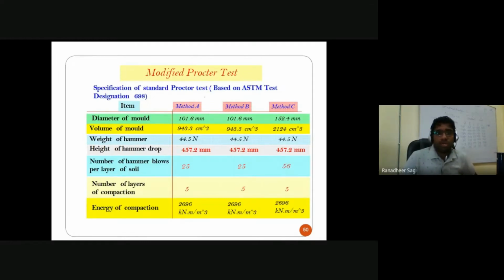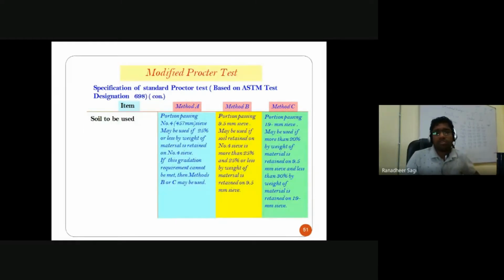Depending on the diameter of the mold, the volume of the mold is going to vary. Irrespective of what size of mold you use, the weight of the hammer and the height from where the hammer is released are going to be standard. The number of layers in which the soil is compacted is also standard. So depending on the size, the number of blows to be given for each layer would be either 25 or 56. The same case of reference applies, like method A, method B for what particular type of soil we go for, method C for what type of soil we go for in the case of the modified Proctor test.